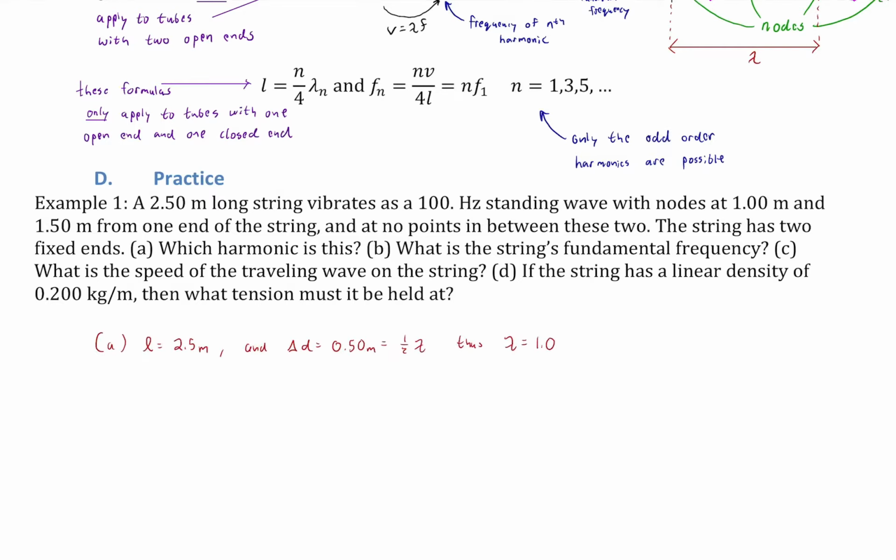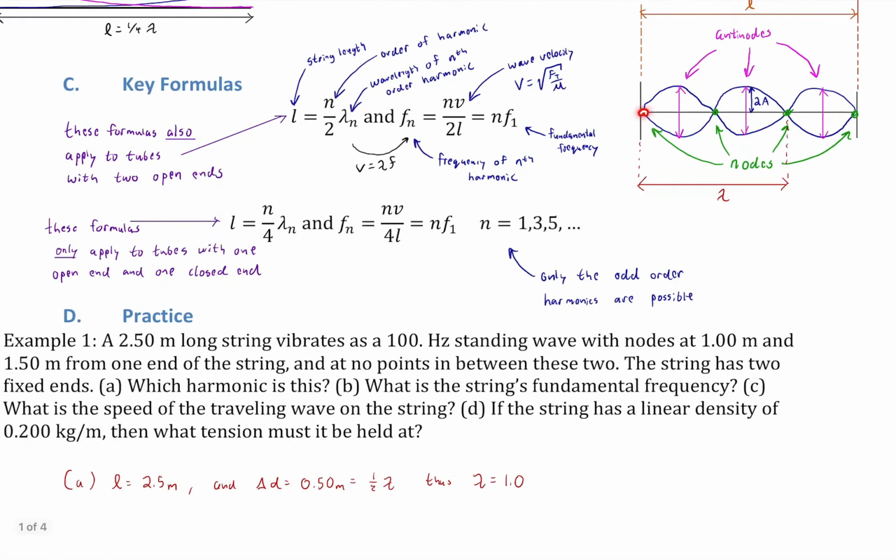So let's think about this, right? So here it is written out. The length of the tube is 2.5 meters. We know the distance between nodes is 0.5 meter, and we know that 0.5 meter must be half a wavelength, because the difference between nodes is always half a wavelength. You see it? Look, this is a full wavelength. A full wavelength covers 3 nodes. The distance between 2 is always half a wavelength, right? And that's true of any type of wave on any string or any tube.